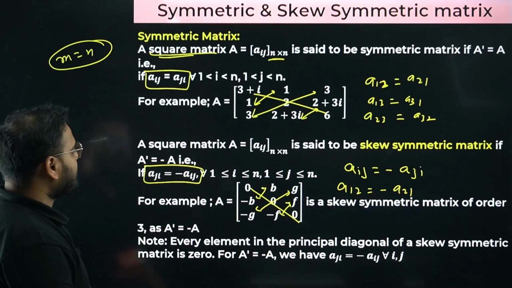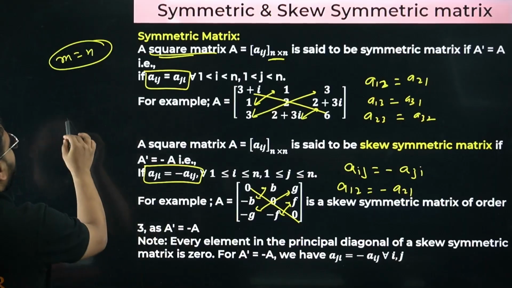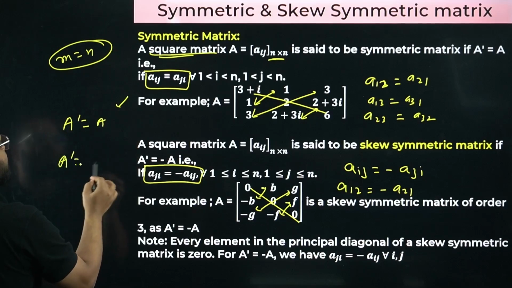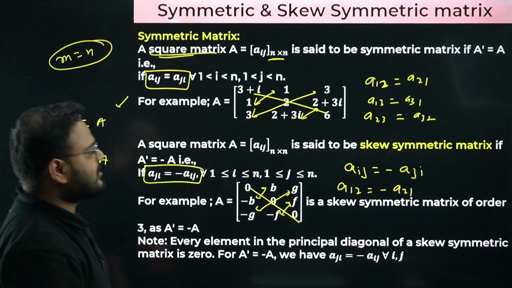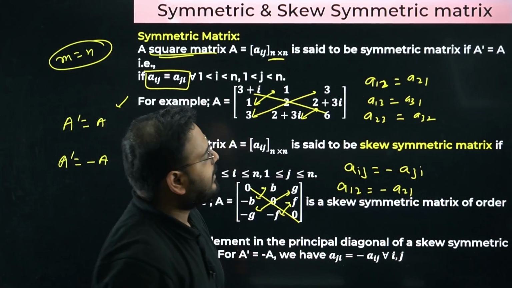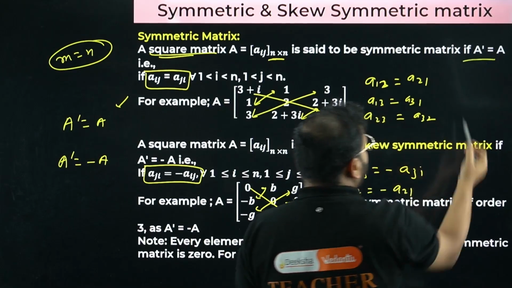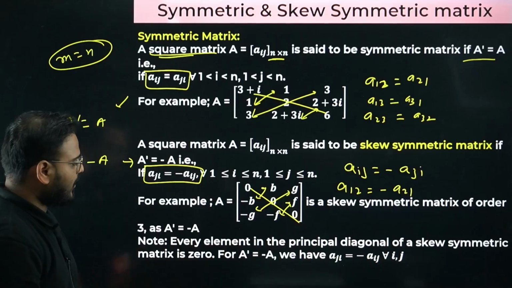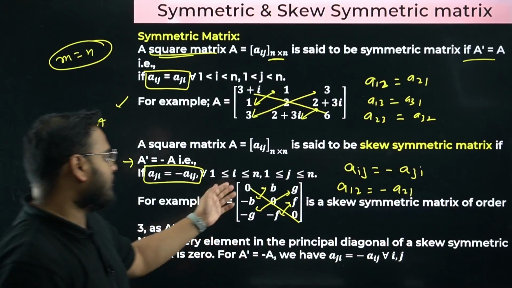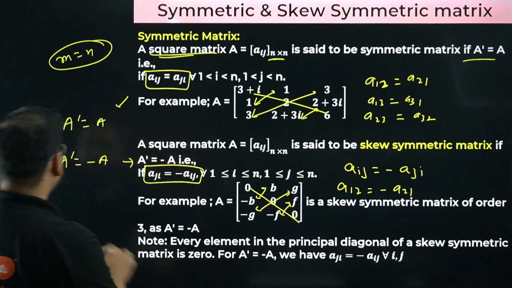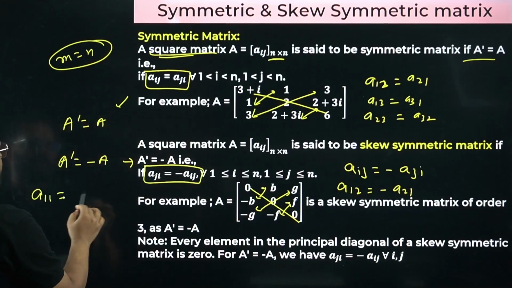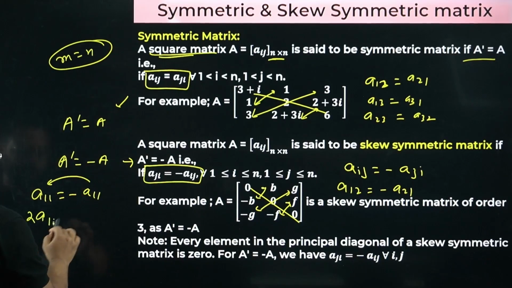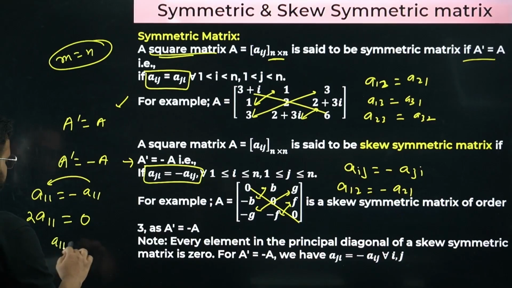Please check. Whenever you have A dash equal to A, it is symmetric. Whenever you have A dash as minus A, it's going to be skew symmetric. A dash equals A is symmetric. A dash equals minus A is skew symmetric. Alright, this is clear. And again, the diagonal will be 0. Think about it. A11 equals minus of A11. Bring it over here, what do you get?